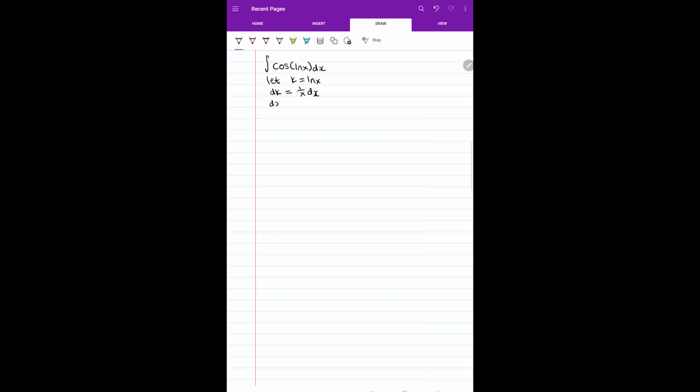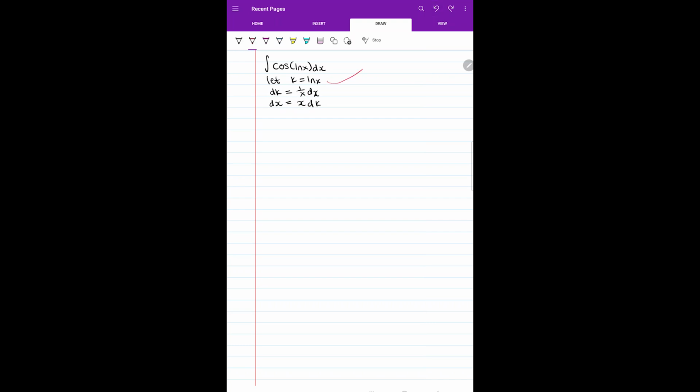Now we solve for dx and multiply both sides by x so that you get x dk. Now, we can't really have an x in our new integral after we make the substitution, because we're going to have k, and that's going to be a problem. So we're going to have to replace this x.